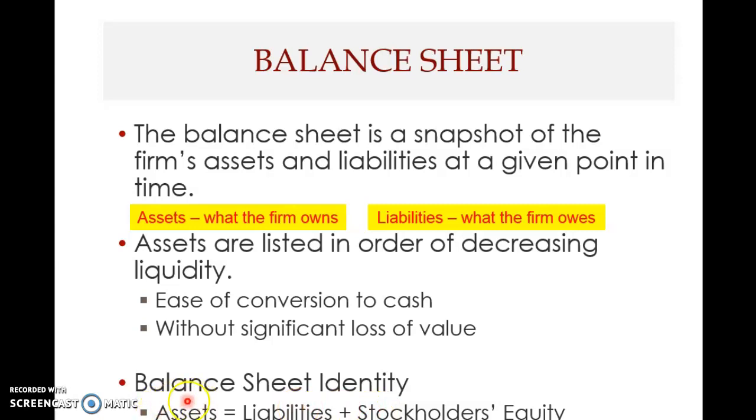The assets, what the firm owns, must be equal to what the firm owes plus what the owners of the firm have put into the firm. Alright, this must always be true. This is called the balance sheet identity.